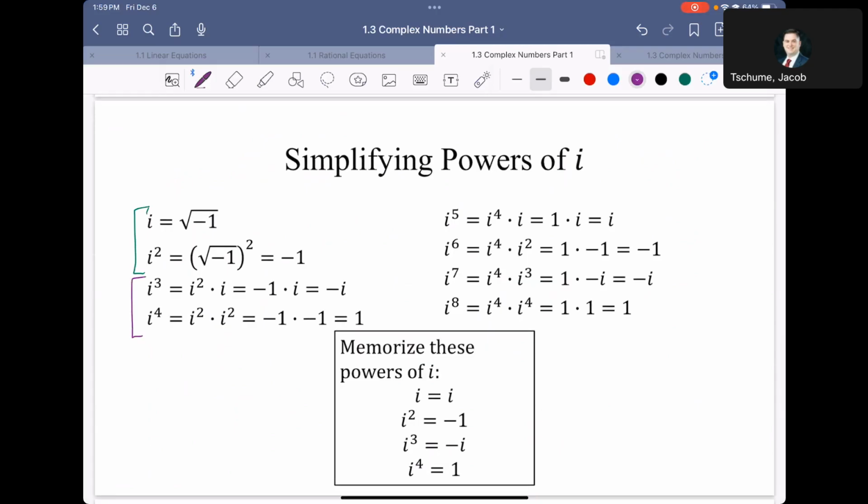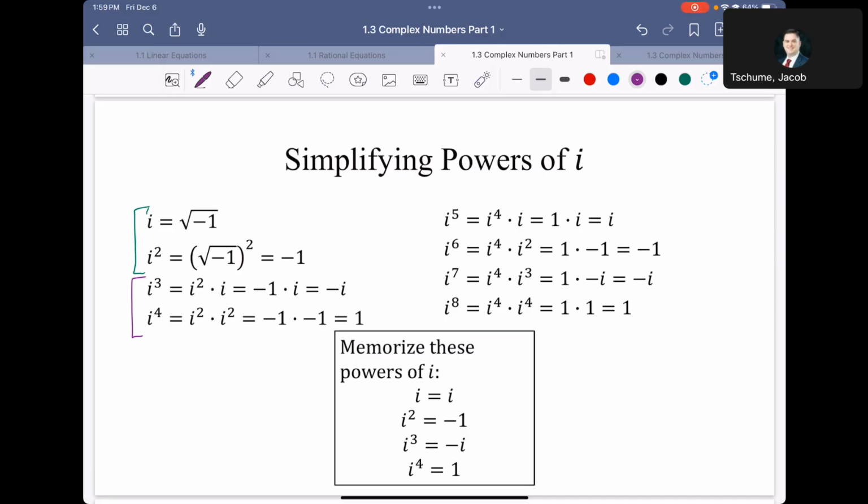Starting off with i cubed. Since i cubed is just another iteration of i and negative 1, you can rewrite this as i squared times i. And since we know that i squared is negative 1, it ends up becoming negative i.